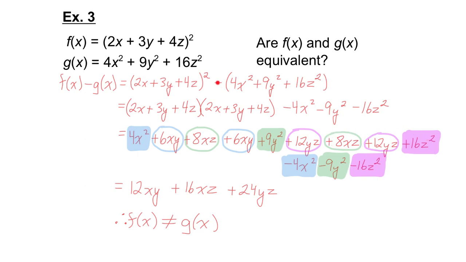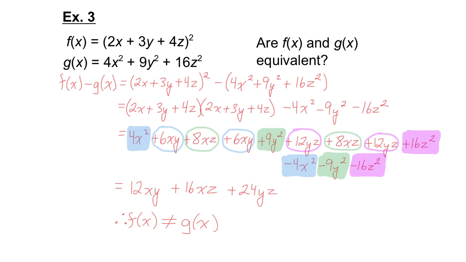I'm subtracting g of x, so that minus sign applies to every term in the brackets. That's where this came from. And that's still down here. I just had to write it on a second line because I ran out of space.